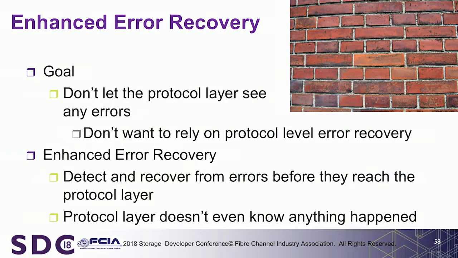So our goal in FC-NVMe 2 is to basically not let the protocol layer see any of these bit errors. And we want to detect and recover from them in a fast manner, which you can do in a transport layer, which it's harder to do in a protocol layer.